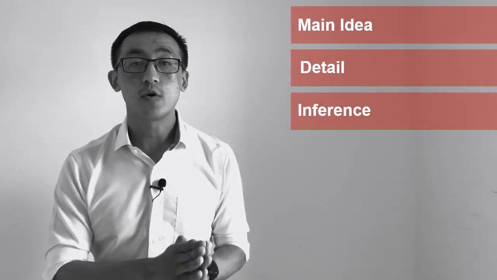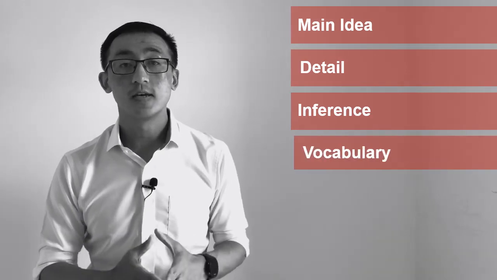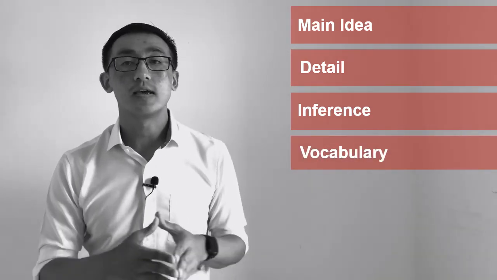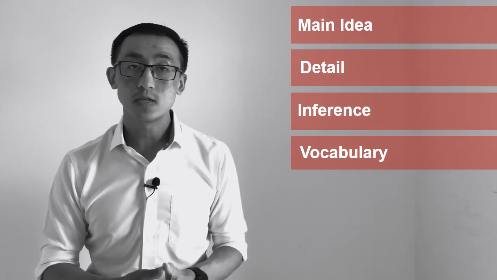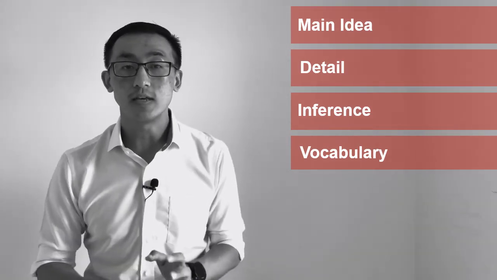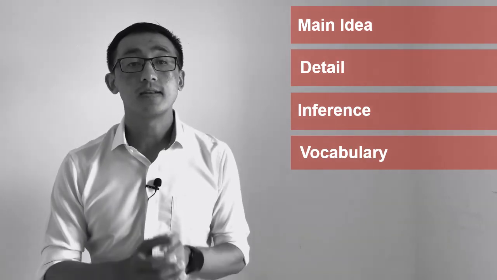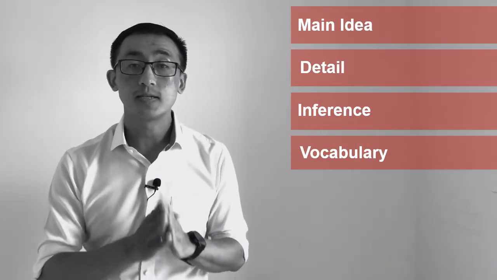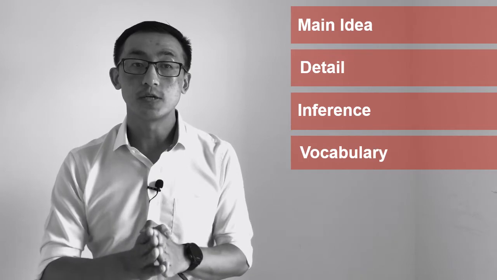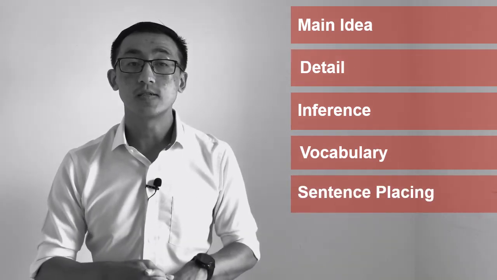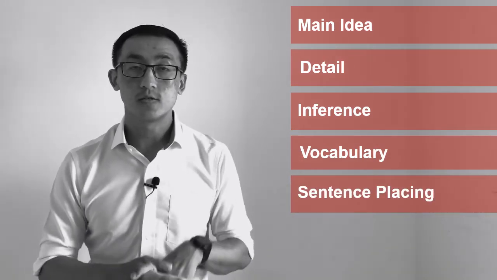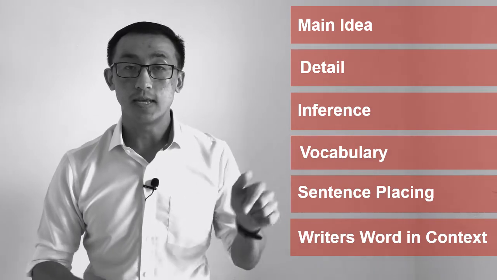And then we have vocabulary questions. So, the word "spectacle" in line 7 is closest in meaning to... so you have to find the meaning. Alternatively, there will be 4 answers in the answer stem. And then the fifth one, this one is new: placing a statement in a suitable position. And the last one is writer's word in context. I will teach you about this one later on.